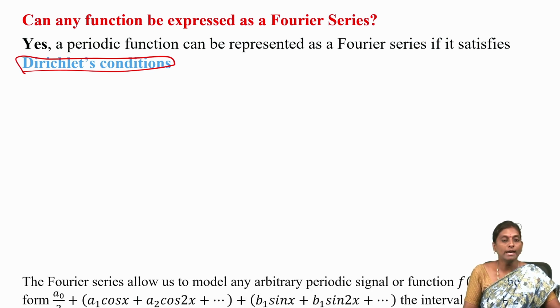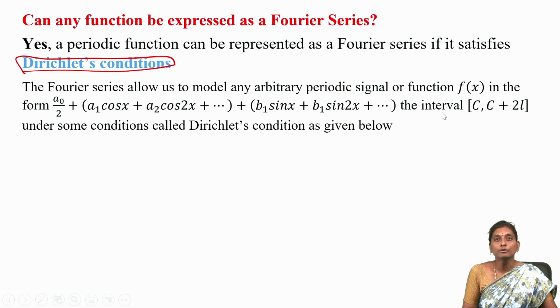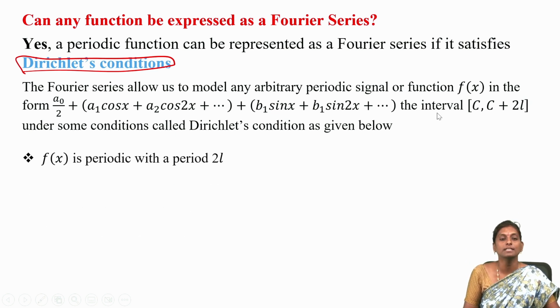So if you write the function in the form of a sum of sine and cosine waves, a0 by 2 plus a1 cos x plus a2 cos 2x plus b1 sin x plus b2 sin 2x, in the interval c to c plus 2l, it must satisfy four conditions. What is the first condition? The function must be periodic with period 2l. Here consider the interval c to c plus 2l. The length of the interval is 2l. In this interval, the function must be periodic.